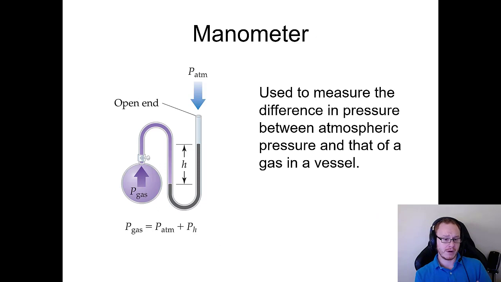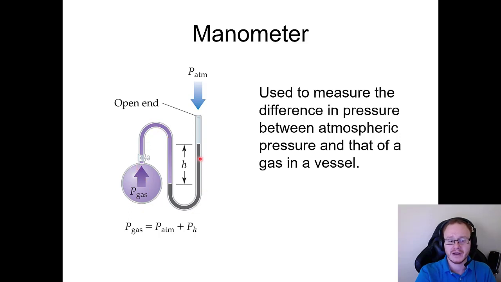Now, going from meteorology and weather studies, we also take a look at what's happening inside a laboratory environment. A manometer was commonly used early on to measure the pressure of a reaction inside a closed chamber. Here we had a closed chamber. It was producing some kind of gas.